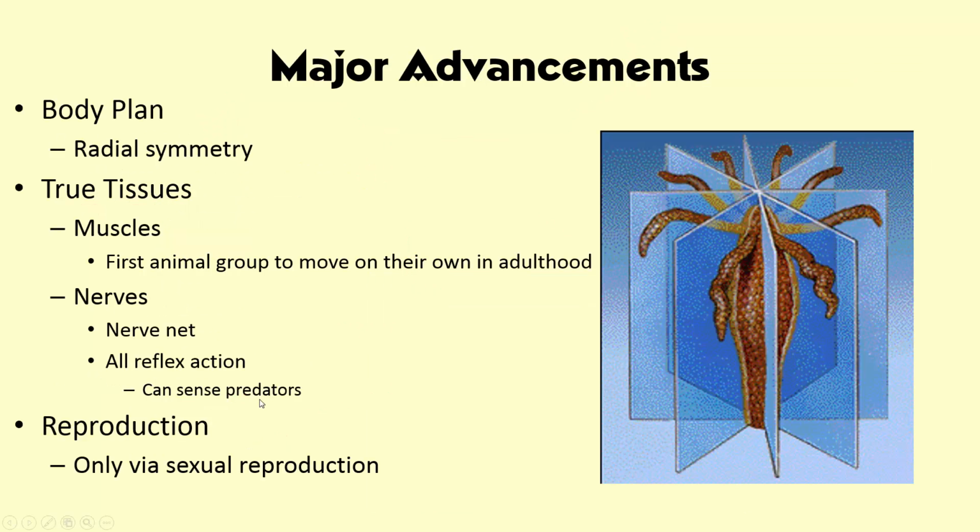The major advancements in Cnidaria over sponges or Porifera are in their body plan and their tissues. Okay? The body plan is radial. What that means, and here's a picture of radial symmetry here, is if I draw a circle, and again that looks more like an oval because I'm a terrible artist, what I can do is I can draw a line at any point through the midpoint or center of the organism and get equal halves.